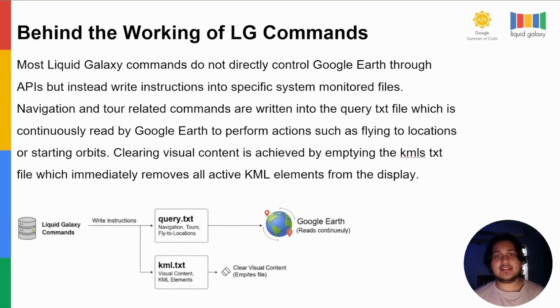Most Liquid Galaxy commands do not talk to Google Earth directly through an API. Instead, they write instructions to system monitored files, such as query.txt, which is continuously monitored by Google Earth for navigation instructions. Such as for clearing visual content, we can simply clear our query.txt file. This file-based communication is the core mechanism behind Liquid Galaxy command execution.